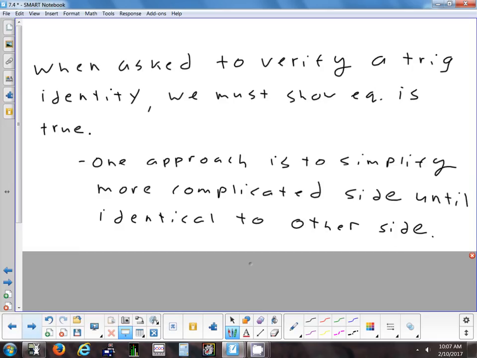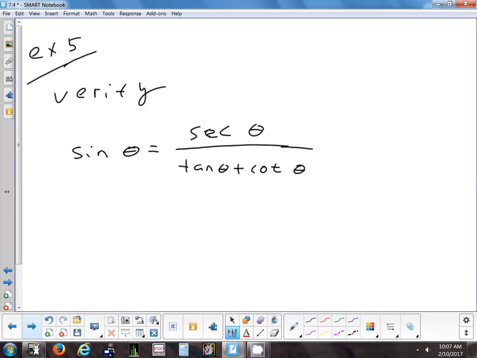So in general, when they ask you to verify, the best thing to do is start with the side that looks more complicated. It's easier to take something that looks complicated and simplify it. So it's easier to start with this and try to simplify it to sine. Don't start with something simple and try to make it look more complicated. That's a lot harder to do.